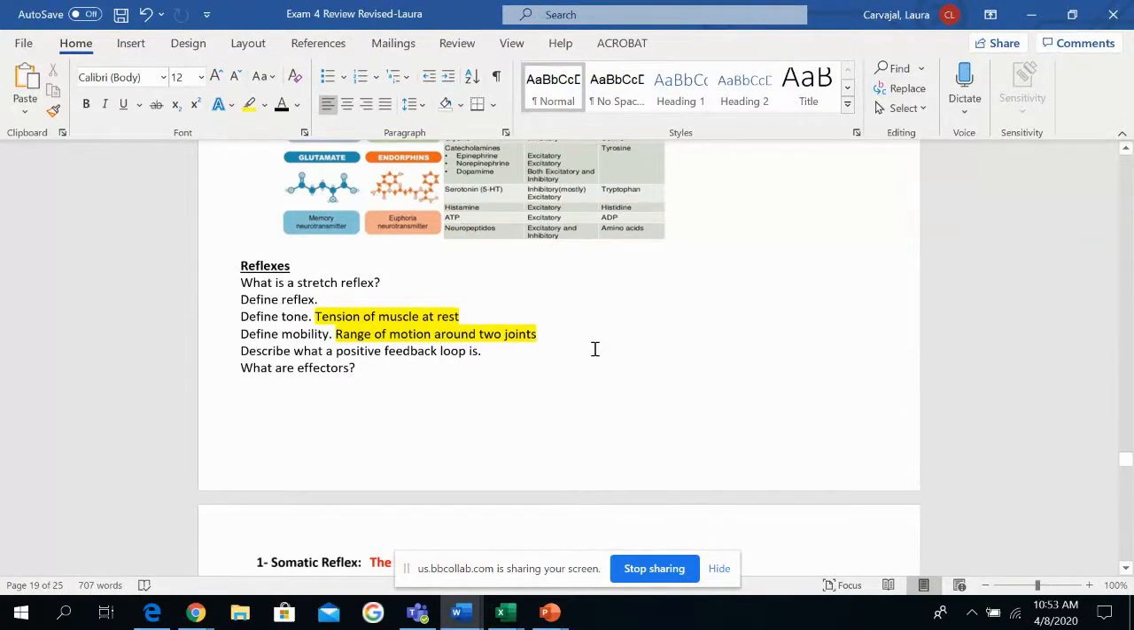Okay. So describe what a positive feedback loop is. In order to understand this one, we have to understand what a negative feedback loop is. And a great example is air conditioning.